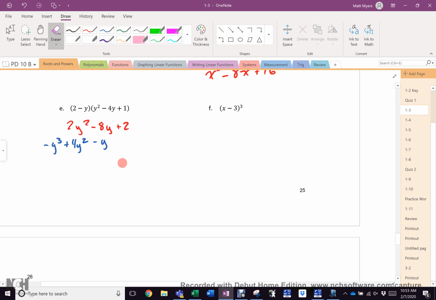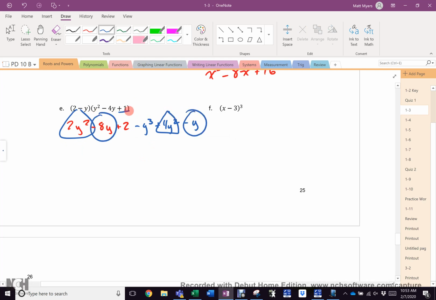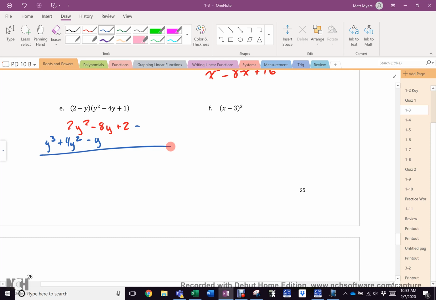Many of you were taught to do distribution, and you were taught to leave it in a line like this, and then you're drawing triangles around the squareds, you're drawing circles around the y's, you're drawing octagons around the 2's. What the hell? Stack them, and then they're all nicely grouped for you. Negative y cubed, 2 plus 4, 6y squared. Negative 8 minus 1, negative 9y.